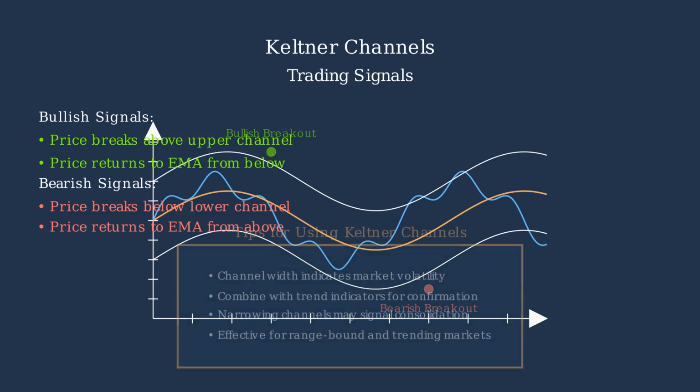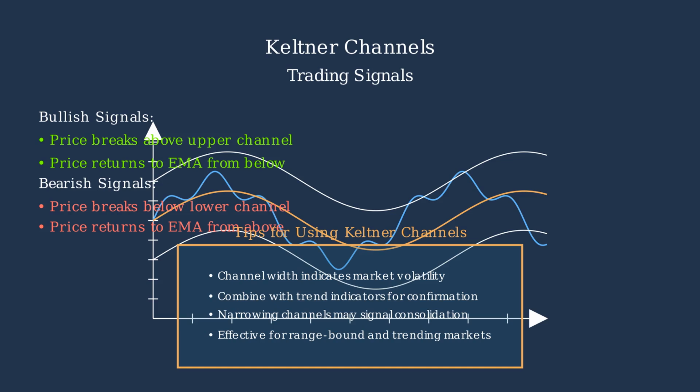To effectively use Keltner channels, observe channel width for volatility assessment, combine with other trend indicators for confirmation, watch for narrowing channels as potential consolidation signals, and apply them in both range-bound and trending markets. Keltner channels provide traders with a structured framework for assessing trends and volatility while identifying potential reversal points.